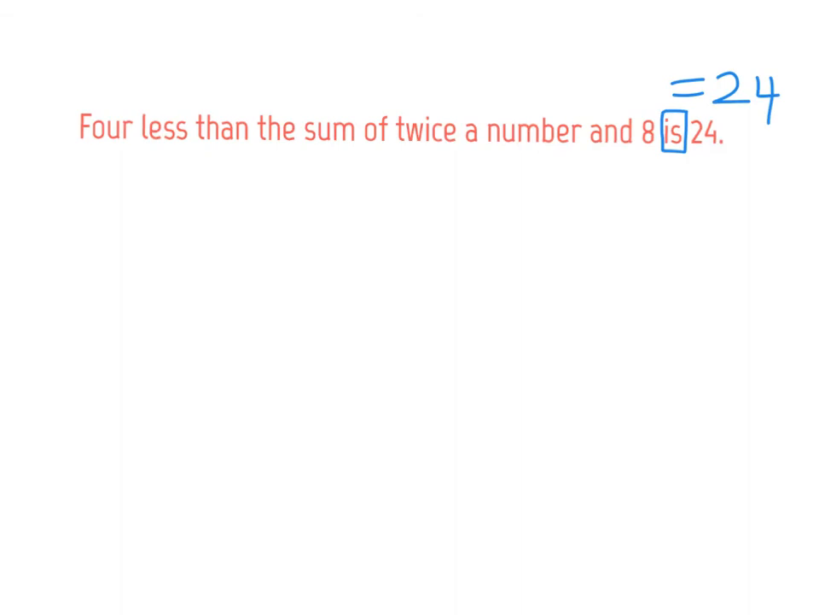Let's reread again, and this time let's look for some operation keywords that are going to help us. So I see 4 less than the sum of twice a number and 8 is 24. So we're going to have some subtraction, we're going to have some addition, and we're going to have some multiplication. So where do we begin? Well, I see the sum of twice a number and 8, and that's where I'm going to look. Because I see the sum of and the word and, if you remember from a few minutes ago, that's telling us the 2 things we're going to be adding.